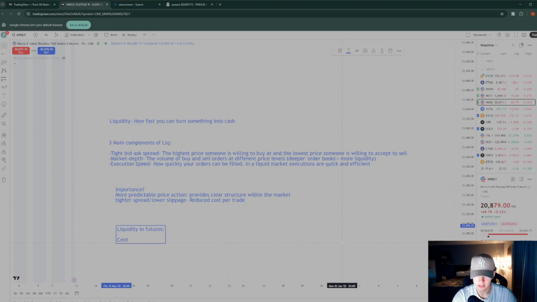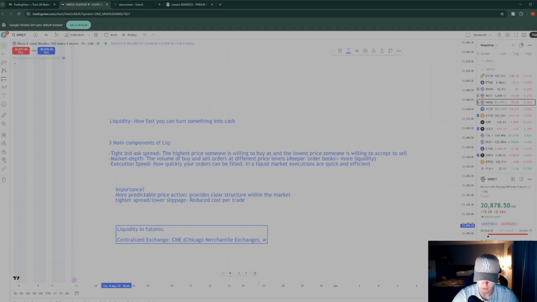So we trade on a centralized exchange, which you can see in the top right here. We trade micro E-minis, NASDAQ 100 index futures on CME. And what that means, CME is Chicago Mercantile Exchange. Yep, Chicago Mercantile Exchange.